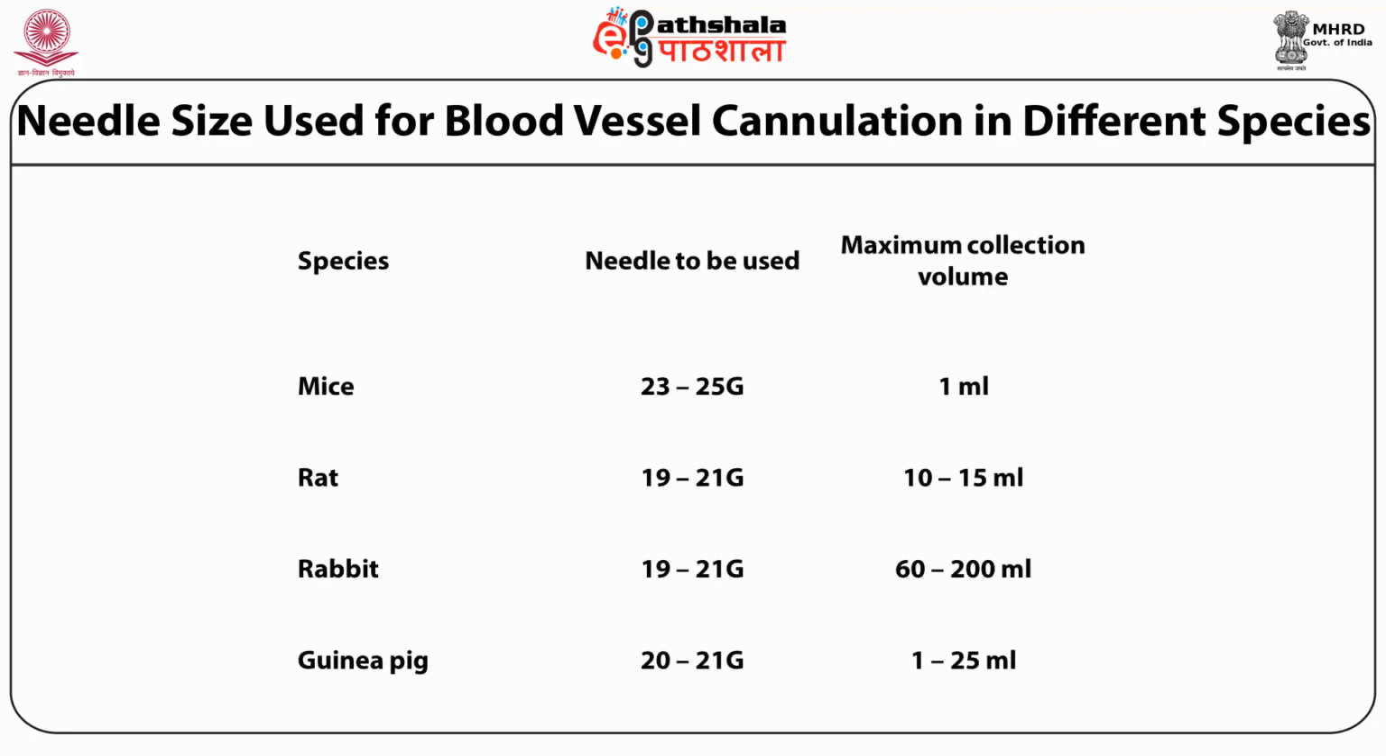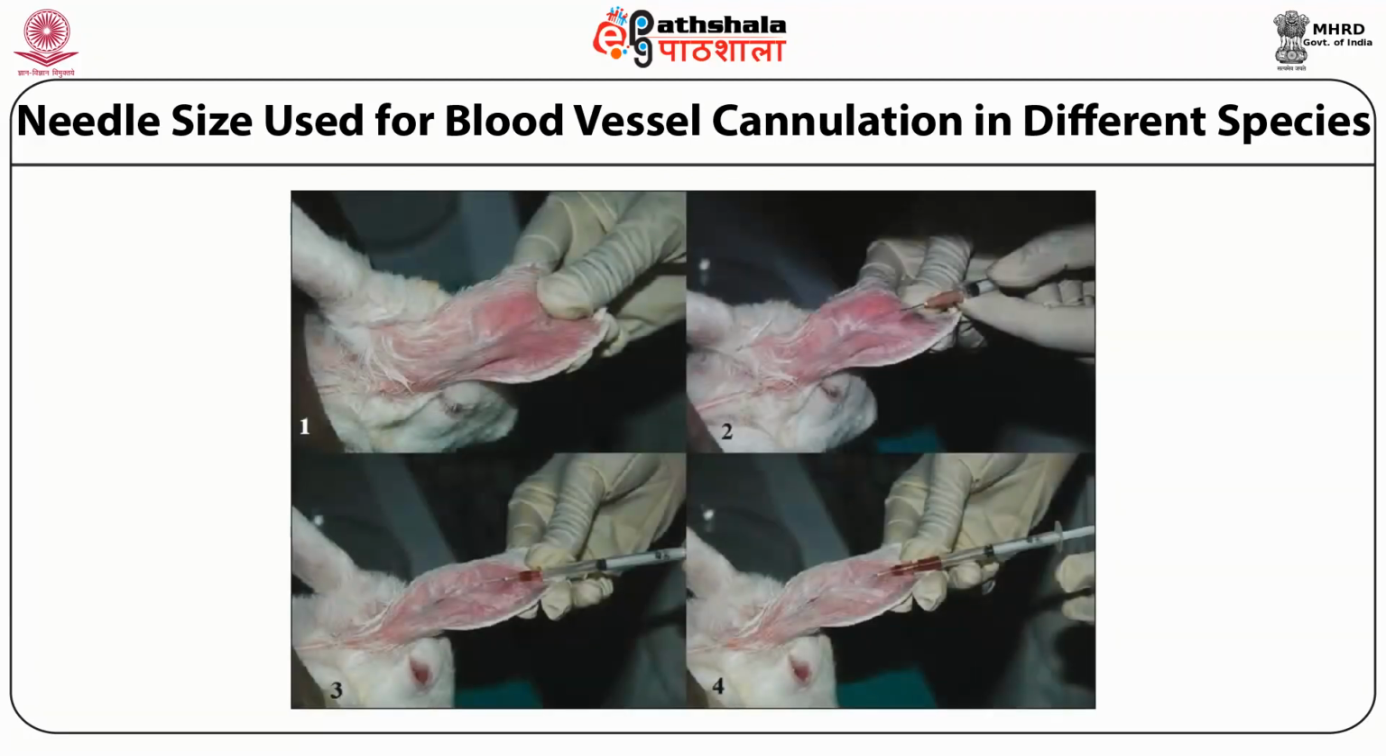What needles are used and what is the maximum volume of blood that can be collected from a mouse, a rat, a rabbit, and a guinea pig. This is how blood is collected from a rabbit. In rabbit the blood is collected from the ear, not from other veins. The pictures show you how the blood is collected from a rabbit. Usually pre-anesthetic medication is given, or lignocaine or another local anesthetic is used to avoid pain to the animal.